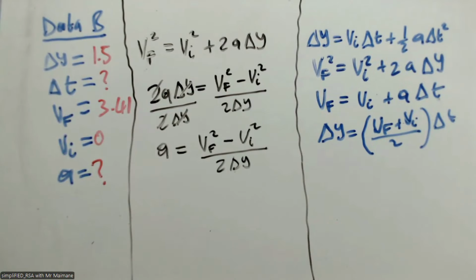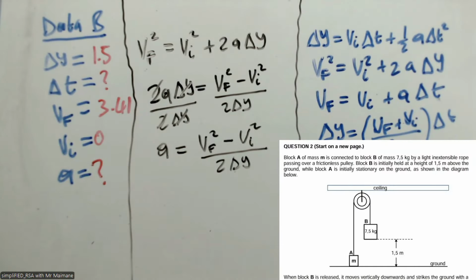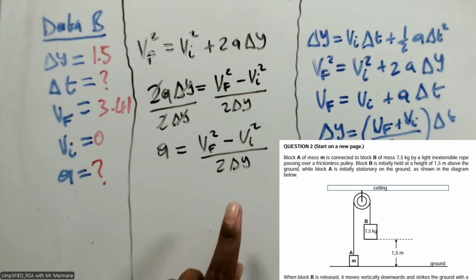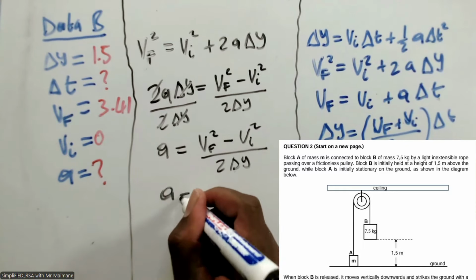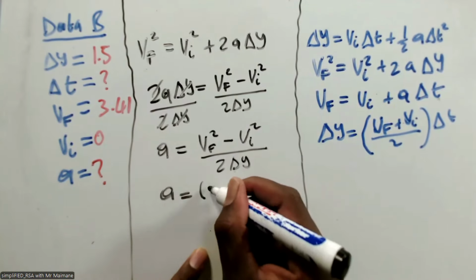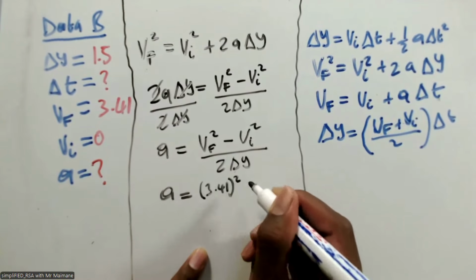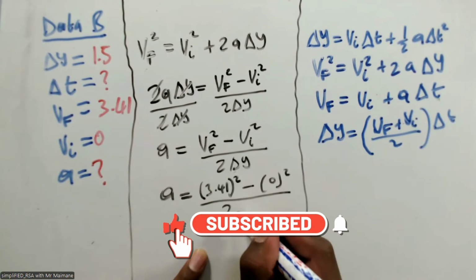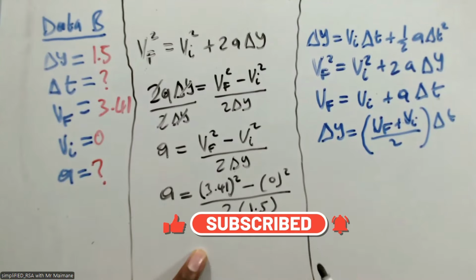And mind you, in this scenario, it is advisable that you must choose your directions. Either we choose the downward position to be positive, or we choose the upward position to be positive. So in this case, I'm going to choose down to be positive. If I choose down to be positive, it means I will substitute my height, or rather the position, as a positive value, such that the final velocity is 3.41 squared minus the initial velocity, which was 0 squared, all over 2 change in y, which is 1.5 meters.